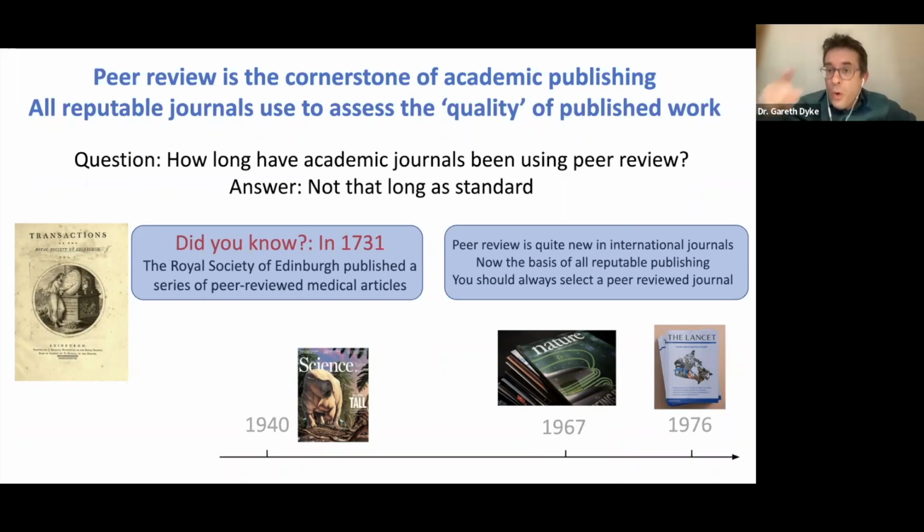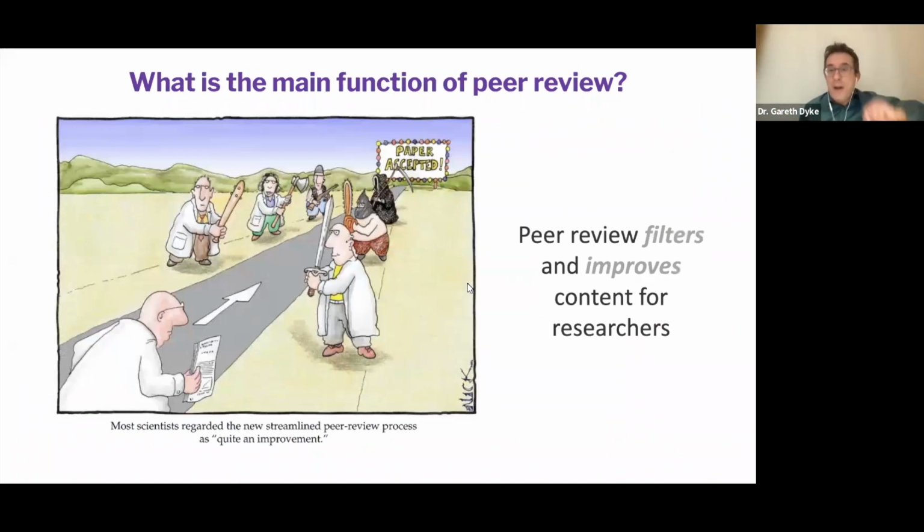And you should always, as we talked about in our first session, when selecting a target journal for your research, select a peer-reviewed journal for your research. That's what your institution wants to see. That's what you will need to do to enhance and develop your career. However, lots of people do find the peer review process to be quite arduous. They find it to be quite an ordeal.